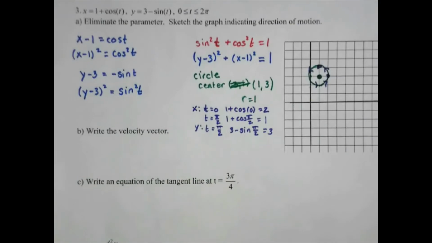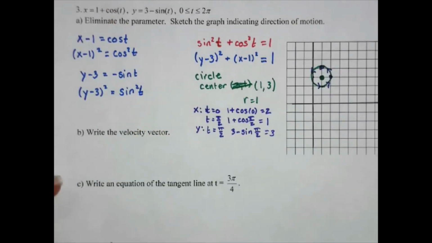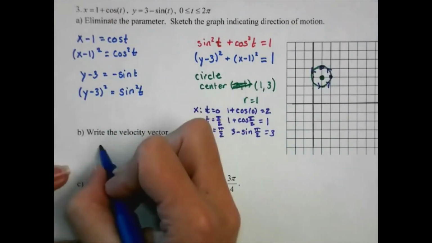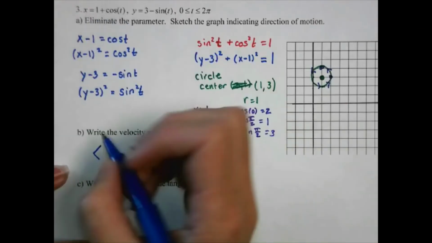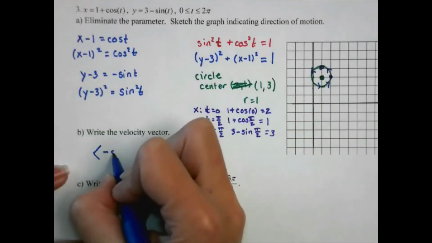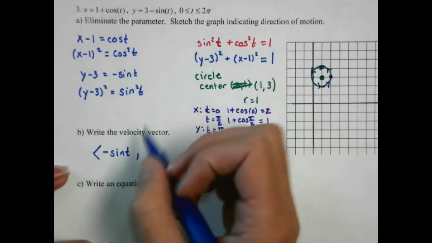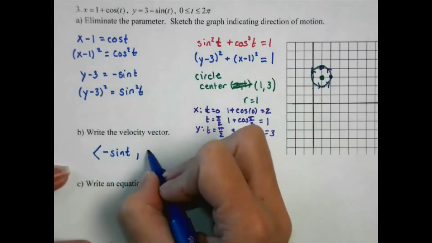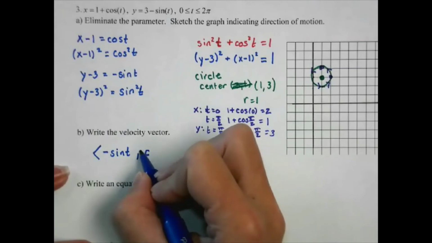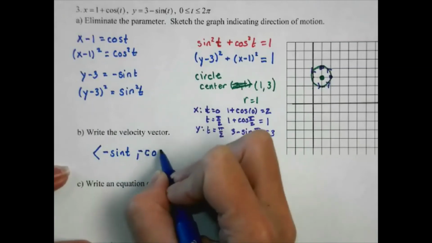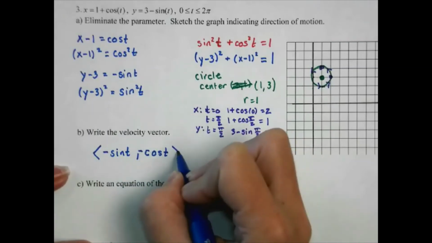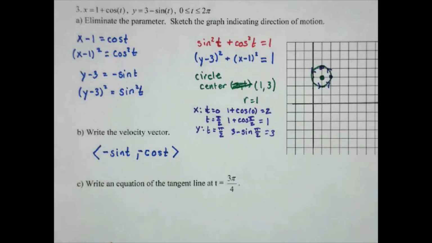The velocity vector is just going to be the derivative of each of those. So the derivative of 1 plus cosine is going to be a negative sine of t. The derivative of 3 minus sine t is going to be a negative cosine of t. And that's all we have to do.